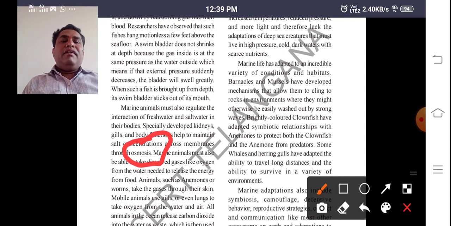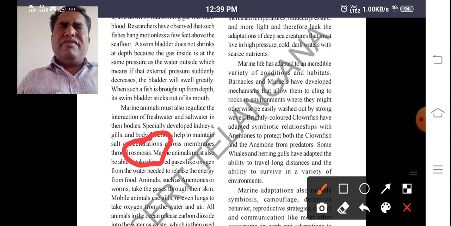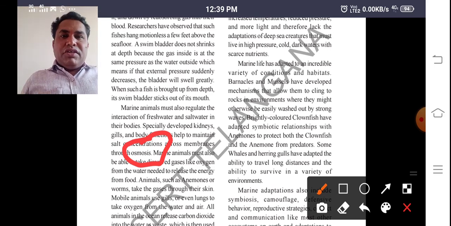So finally the osmosis means the movement of the ions or water molecules from low concentration to high concentration.